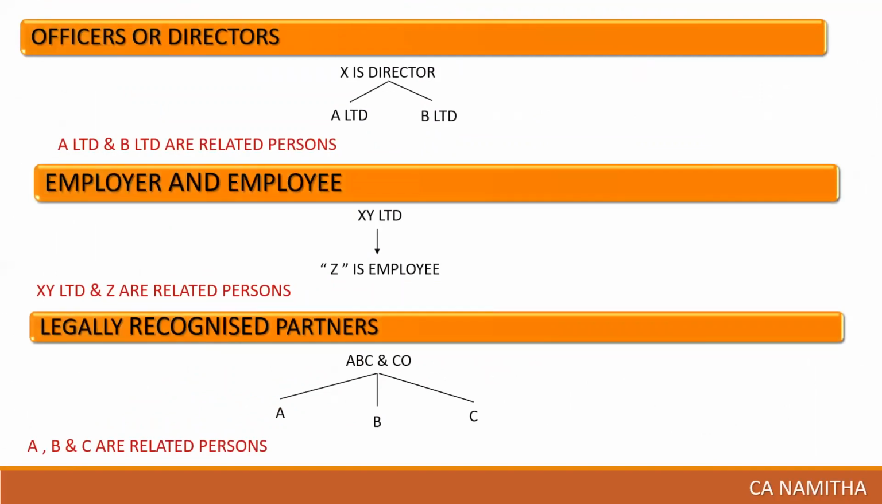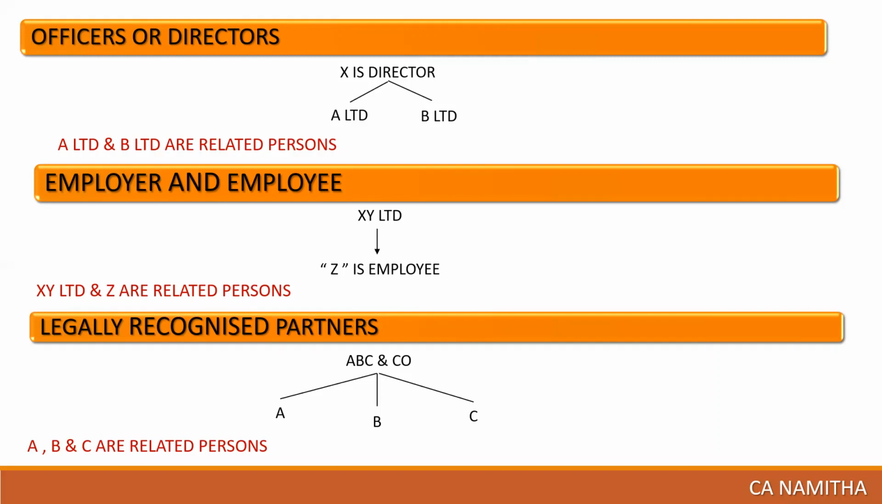Let's look into a few examples which will make these concepts much clearer. The first one, let me consider the first point, that is, such persons are officers or directors of one another's business. Let me pick up this example. If, for example, Mr. X is a director of A Limited, and suppose Mr. X is also the director of B Limited, then it implies that A Limited and B Limited are related persons.